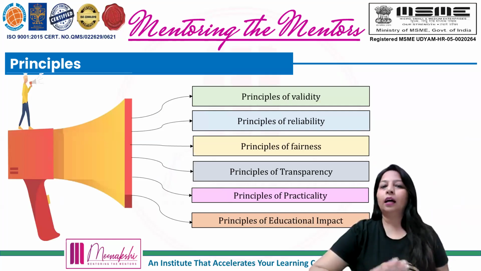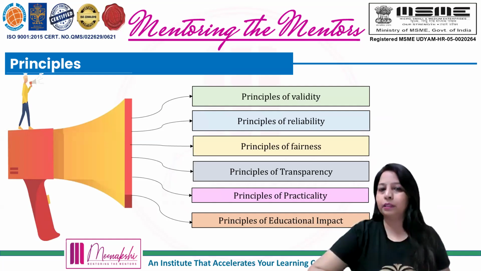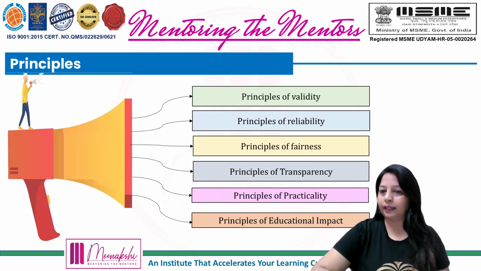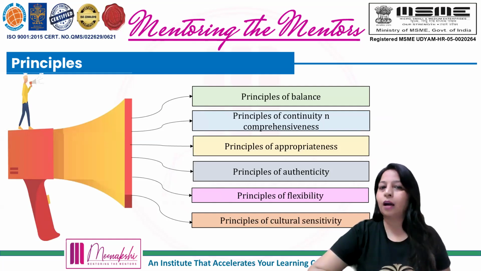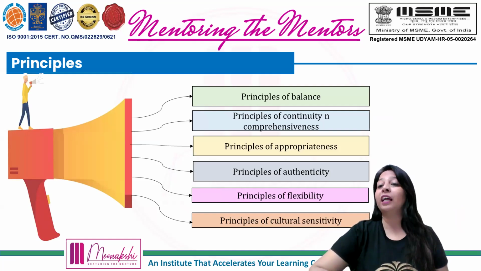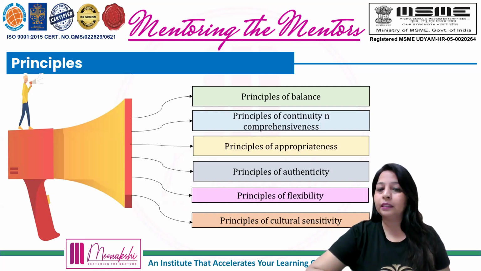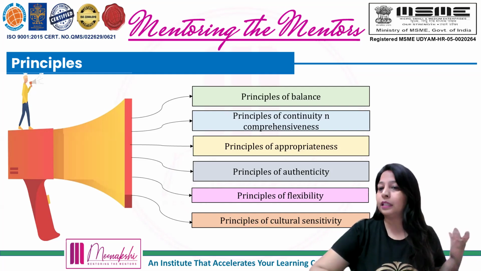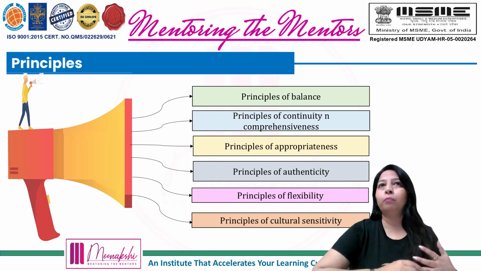in total. Here in front of you, first of all, it is principle of validity, principle of reliability, principle of fairness, transparency, practicality, and educational impact. These are the 6 principles. And the next 6 are principles of balance, principle of continuity and comprehensiveness, principle of appropriateness, principle of authenticity, of flexibility, and cultural sensitivity. So let's talk about these 12 principles in detail, right?